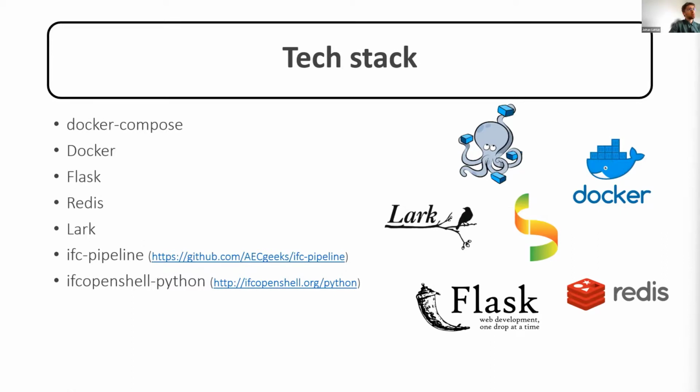So we're using Docker Compose and Docker. Docker Compose enables to have the different services that the application is providing. So we have a database service, a worker service, and the front-end service. And the application is developed using Flask on the server side with a queuing mechanism with Redis. And we're using Lark Python for parsing and validating the syntax, the IFC syntax of the file, and IfcOpenShell Python to extract information about the file and do the other checks.